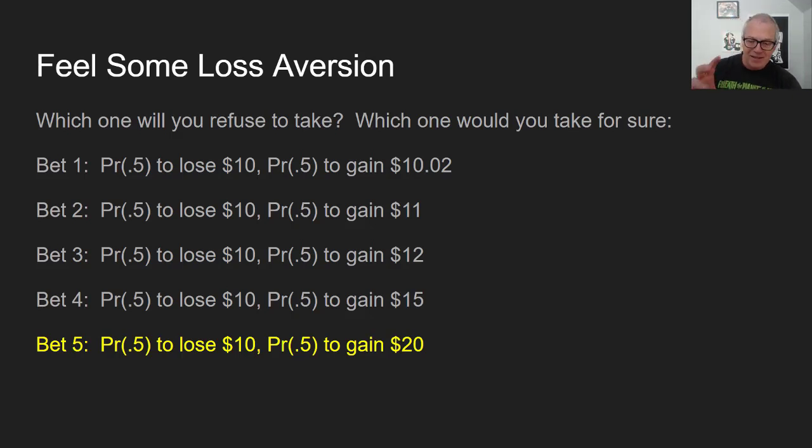All right, so that's this. It's like an impedance. It's like a handicap. It's a weight. It's a drag on the way humans make decisions. They'll drag their feet when it comes to losing something. They don't like the prospect of losing.